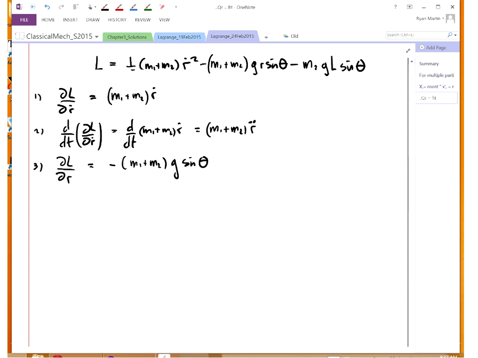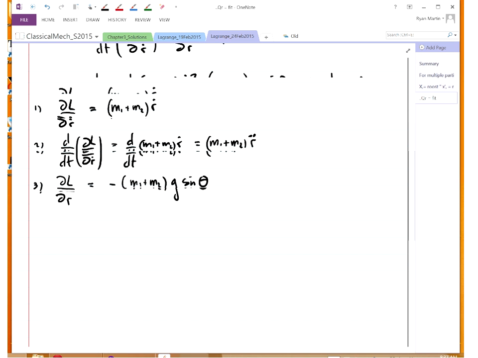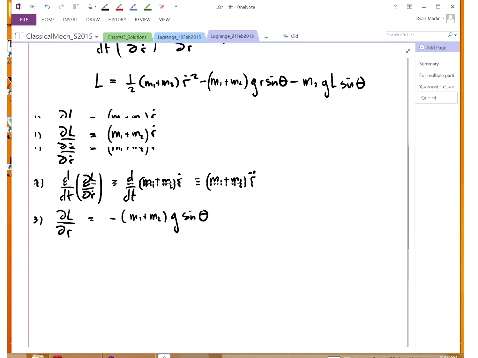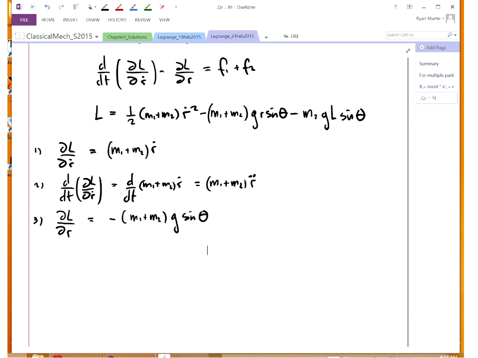And so now we have everything, so we should put it all together and see if this gives us an equation of motion. So I have the first term, which is (m1 plus m2) r double dot. And then, remember, it's minus ∂L by ∂R. So it's going to be plus (m1 plus m2) g sine theta. And that's got to equal what we had on the right-hand side, which was F1 plus F2.